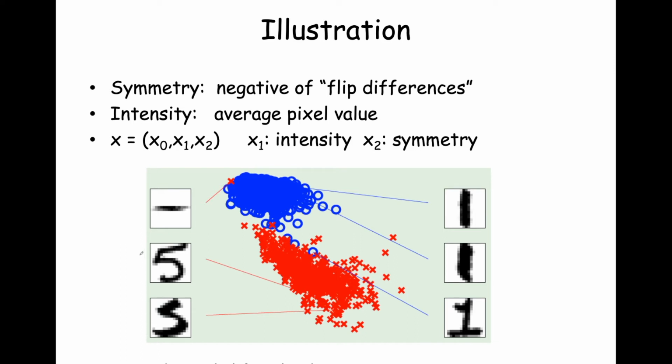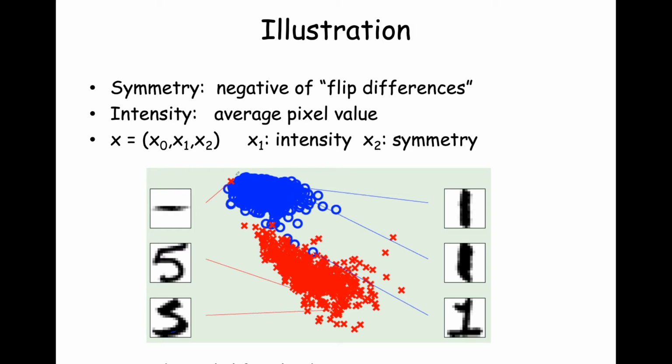Likewise, if we go up, we get more and more symmetric. Here, if you see this one instance, this blue circle, if we go up, we see that this one is less symmetric. And this one over here, the top one, that's higher up, is more symmetric. So as you go to the right, it's higher intensity, and as you go up, that's increased symmetry. With this point cloud, the red points are the 5 digits, and the blue circles are the 1 digits.